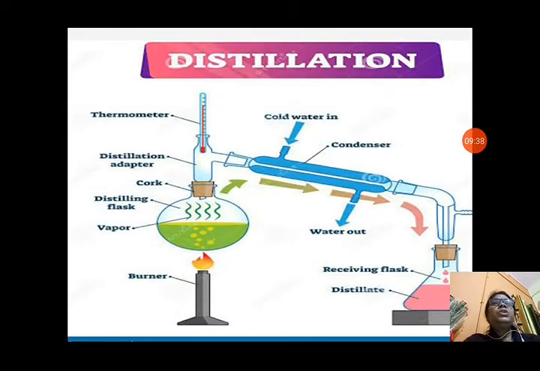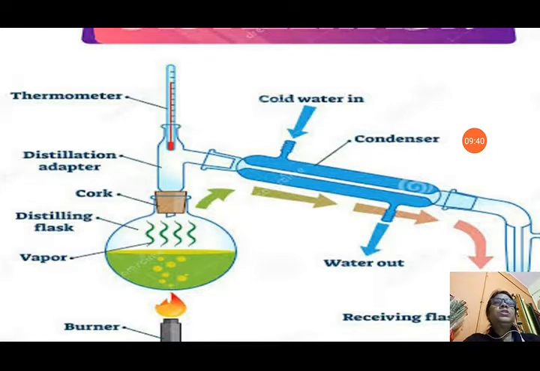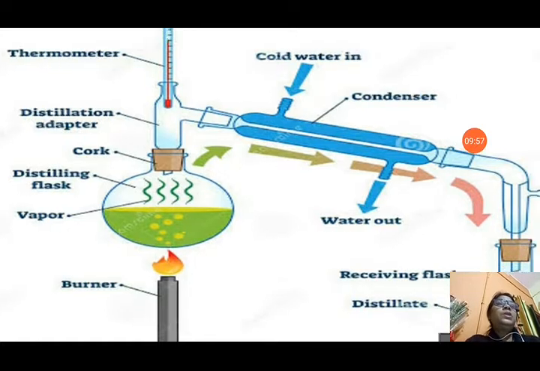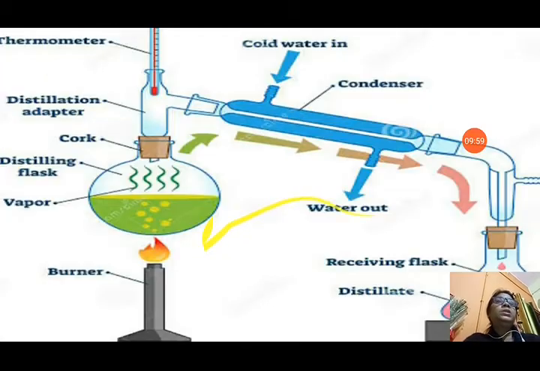Now, next is distillation. In the process of distillation, you can see that with the burner we are boiling the liquid, and the liquid is changing first into water vapor. After that, this vapor is condensed in the condenser with the help of cold water, and it is collected in another beaker. From that beaker we collect the liquid.